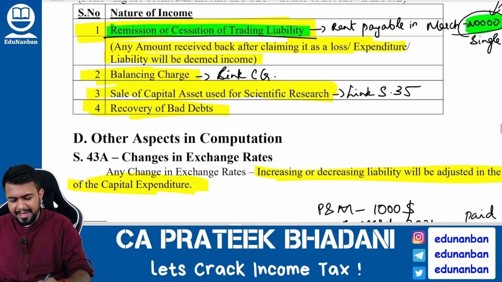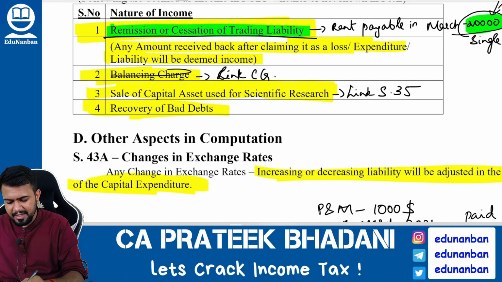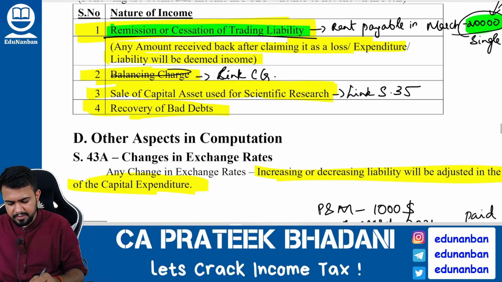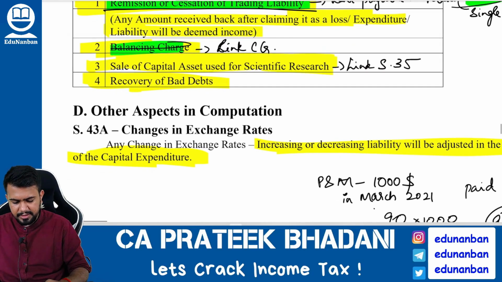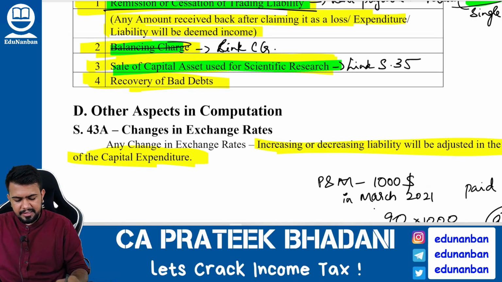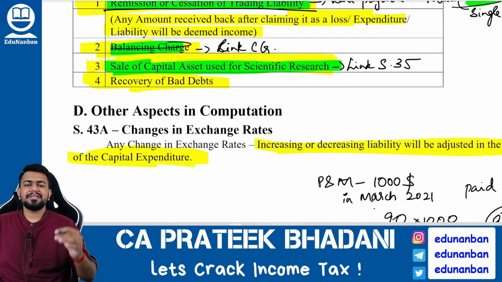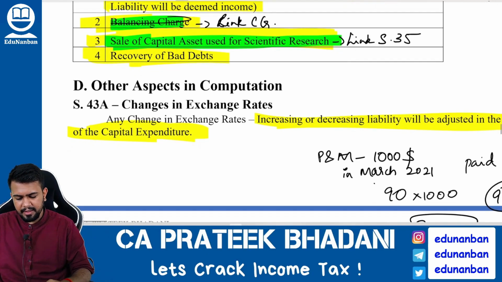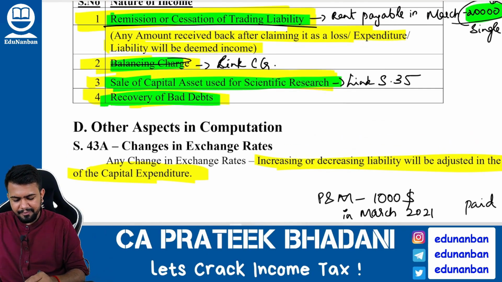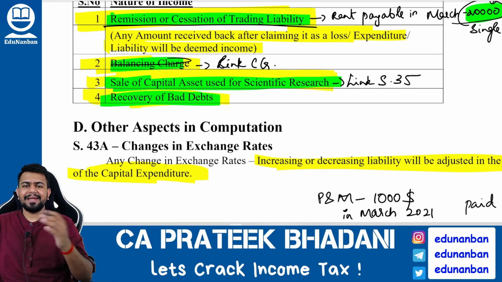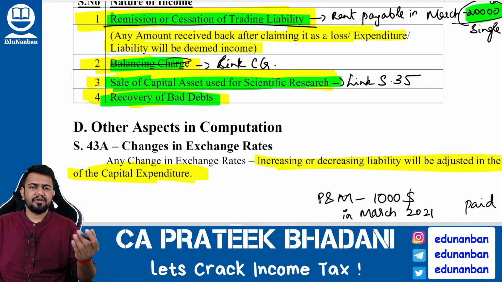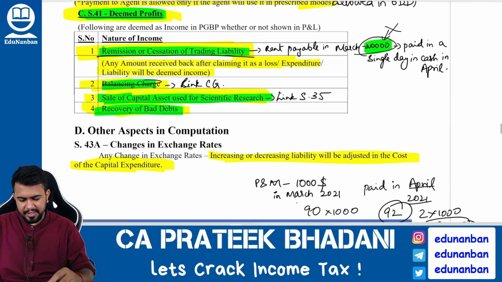Next, balancing charge also, in case of SLM assets, will be treated as deemed income. Next, if a capital asset was used for scientific research and then sold, that is also deemed income. And then if bad debts were allowed as deduction and later on they are recovered, then they will also be deemed as income. So very simple.